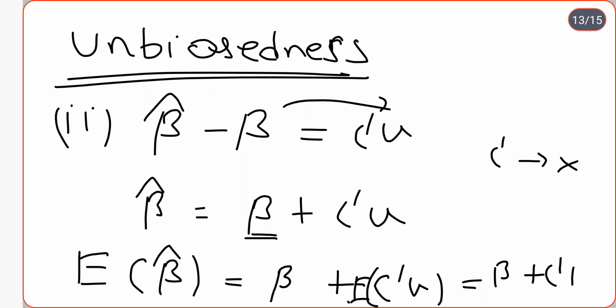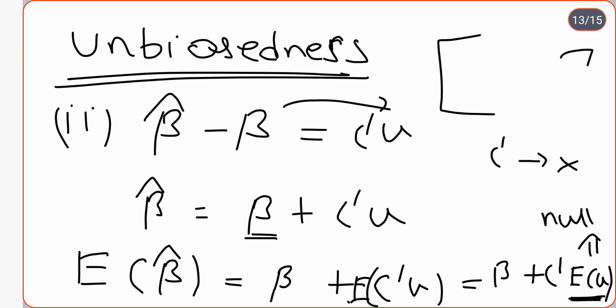Expectation will apply to u only. And expectation of u is nothing but 0. We all know that expectation of u is 0, or we may call it null. Here u is not a single 0, because u is not only a variable, u is the vector of all the error terms. So here expectation of u is not 0, it is null. That means a vector consisting of all values equal to 0. Or you may write it as a matrix consisting of all values equal to 0.